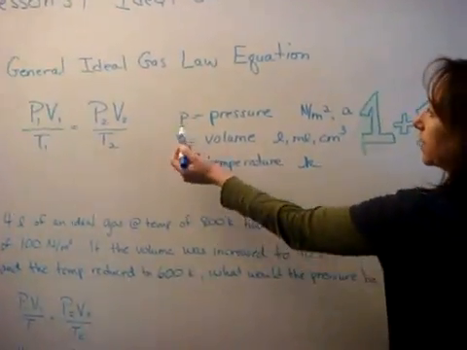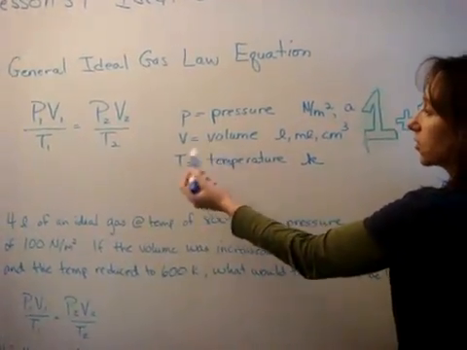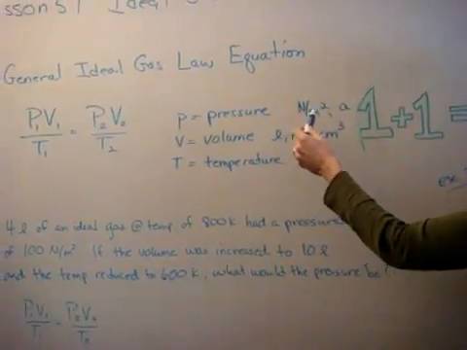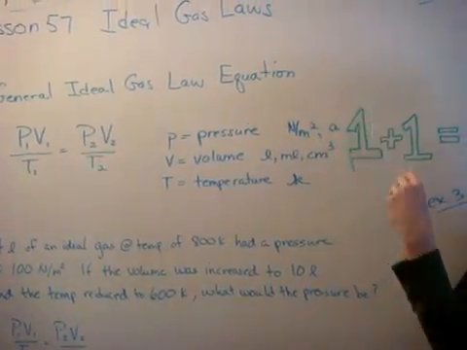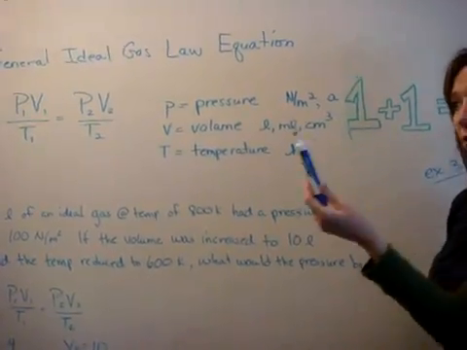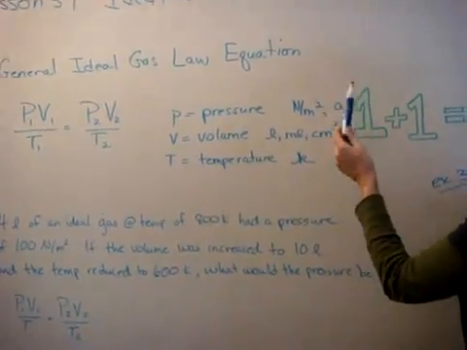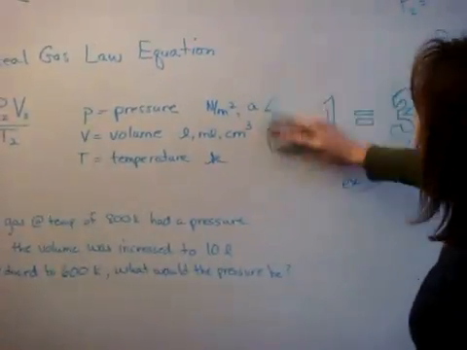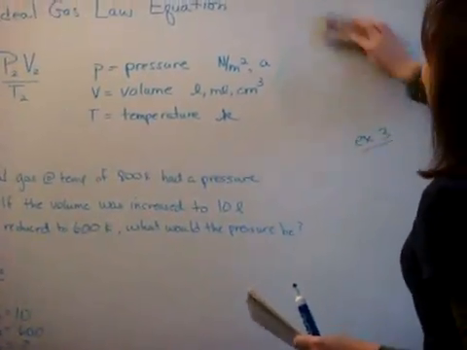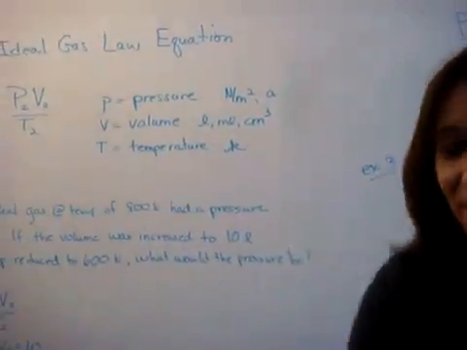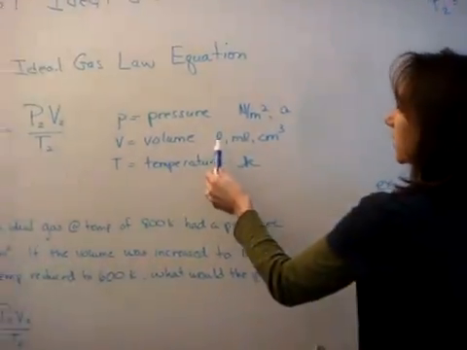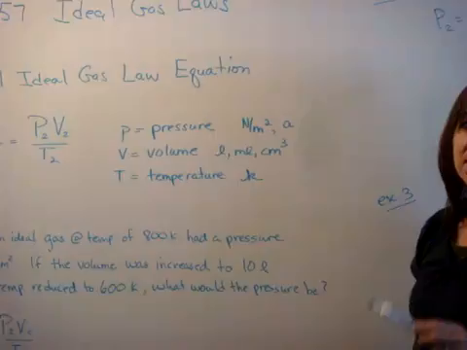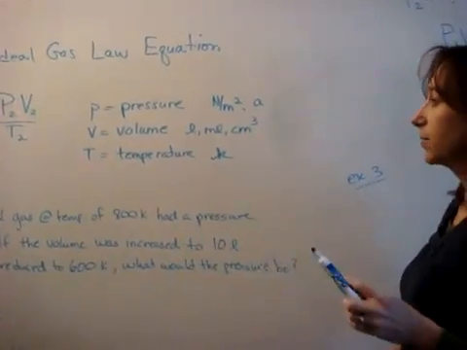The letters stand for: P stands for pressure, V stands for volume, T stands for temperature. Pressure is measured either in newtons per meter seconds, which you won't understand yet, so just use it, and A is for atmosphere. So pressure can be either of these ways. Volume is measured either in liters, milliliters, or centimeters cubed, and temperature is measured in kelvins. All this will come clear to you when you take chemistry.